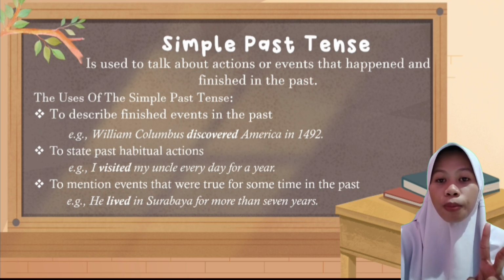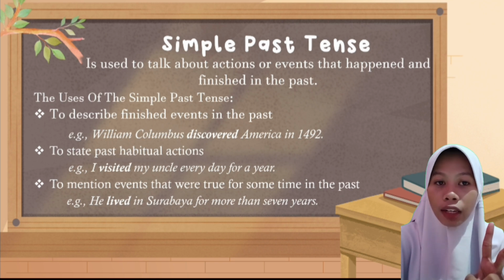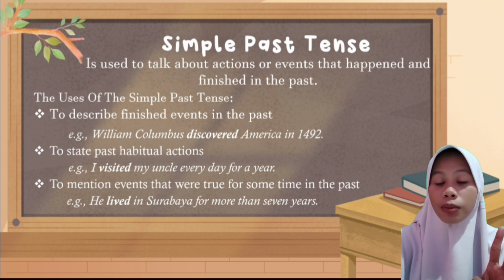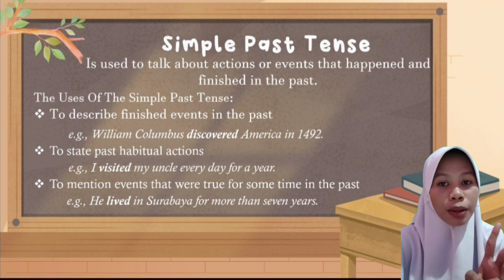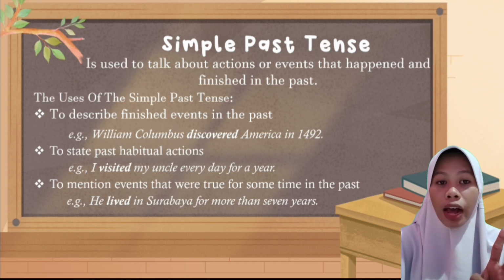Second, to state past habitual actions. For example, I visited my uncle every day for a year. Third, to mention events that were true for some time in the past. For example, he lived in Surabaya for more than 7 years.